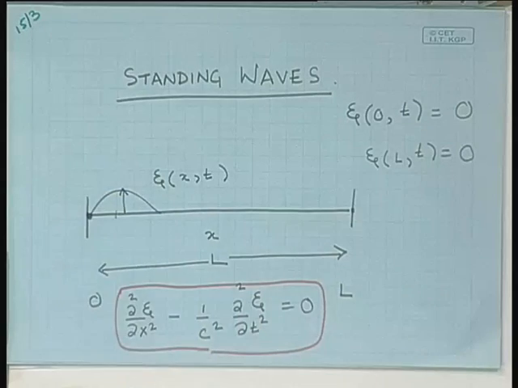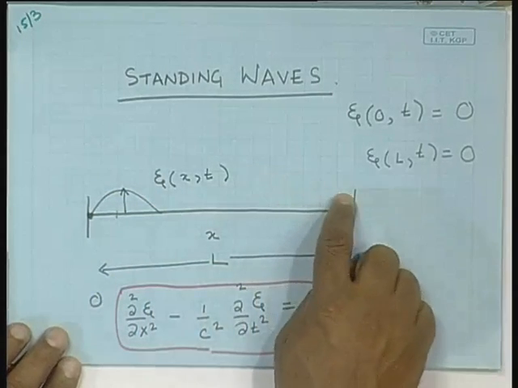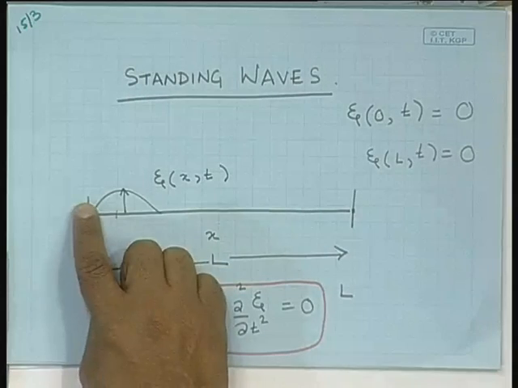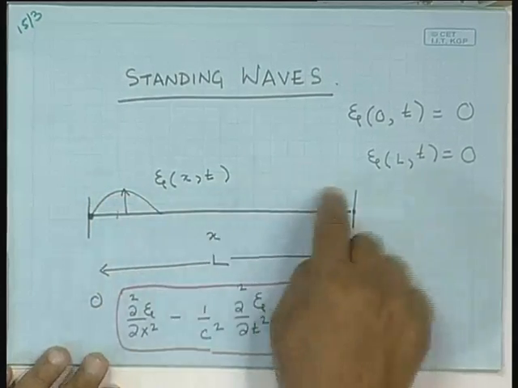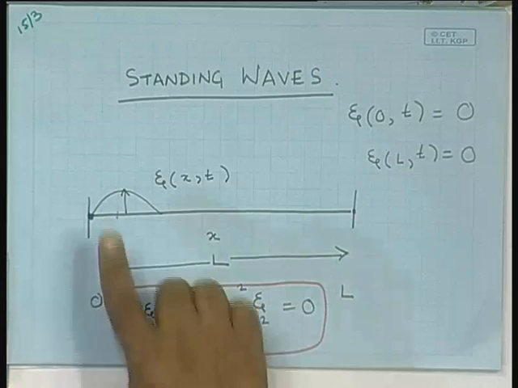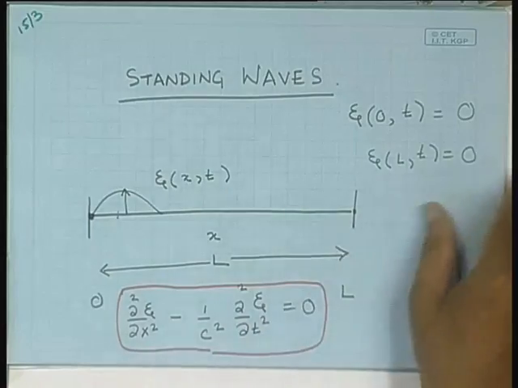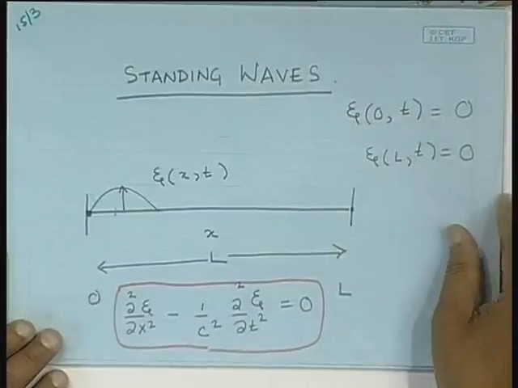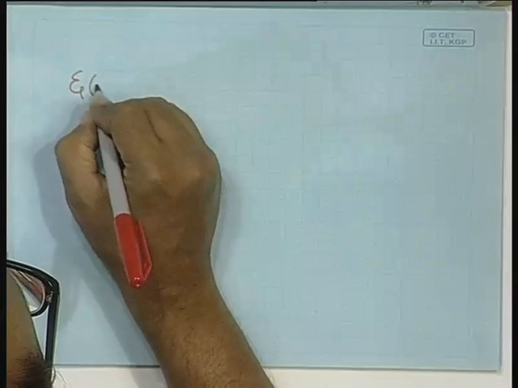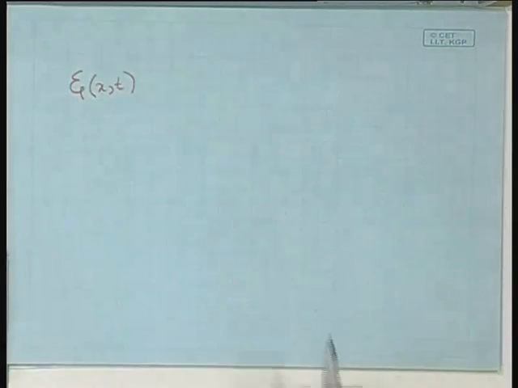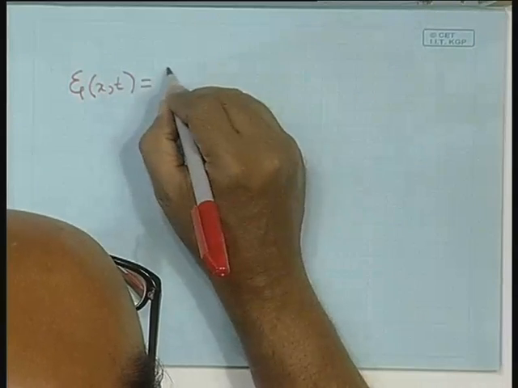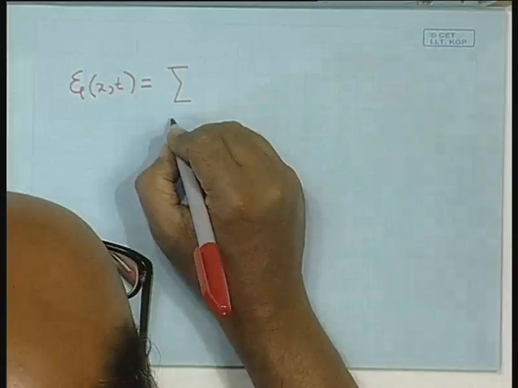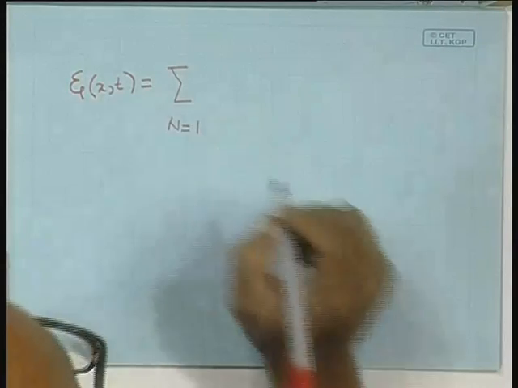And the answer is no. Obviously, this does not look like sine. The standing waves we saw had x dependence sine k n x, and this does not look like that. So, how do we handle this? Well, the solution is as follows. Any arbitrary disturbance in the string can be decomposed as a superposition of standing waves with different values of the integer n.